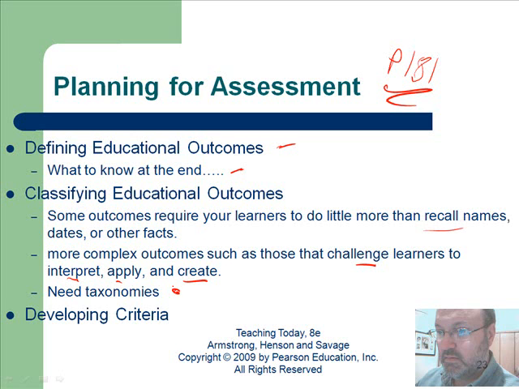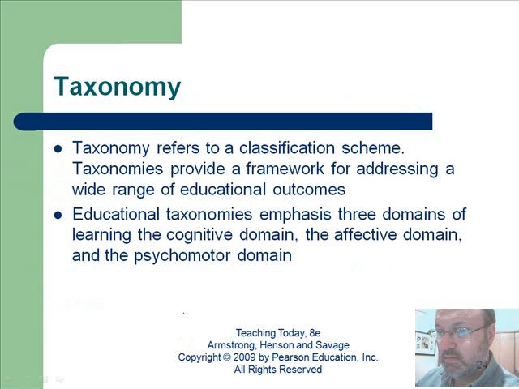And the last step in planning is developing the criteria. So you define what it's going to be, classify it, and then develop the criteria for it. Well, let's move on and look at these taxonomies. Taxonomy refers to the classification scheme. Taxonomies provide a framework, that's another term you'll want to know, for addressing a wide range of educational outcomes, more than a few names and dates.